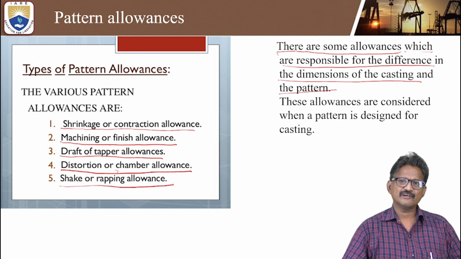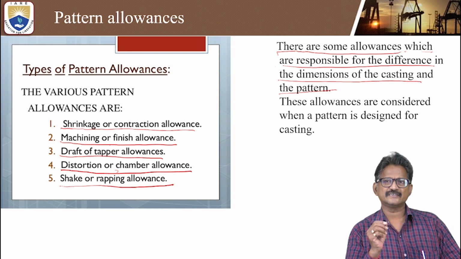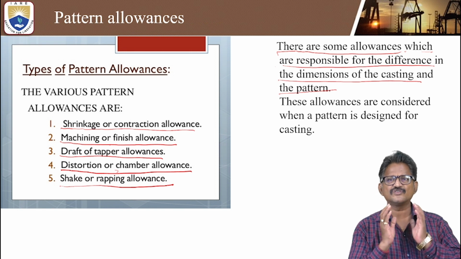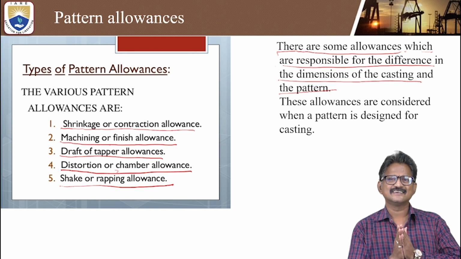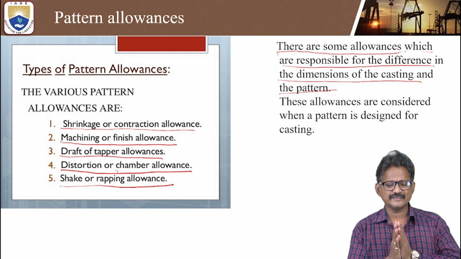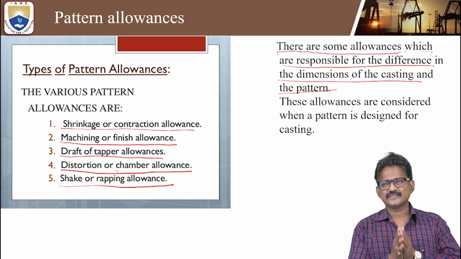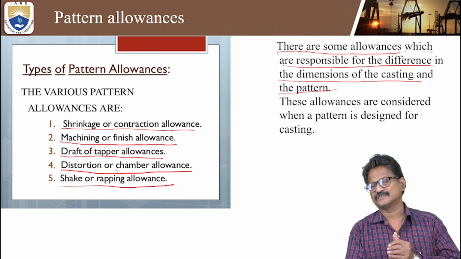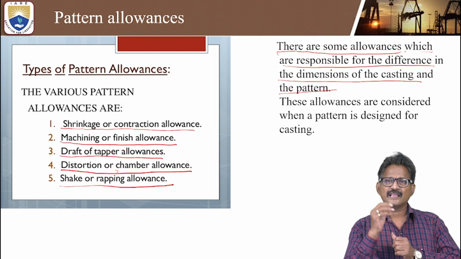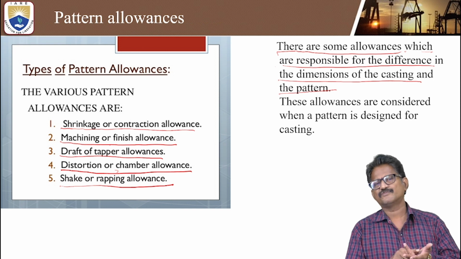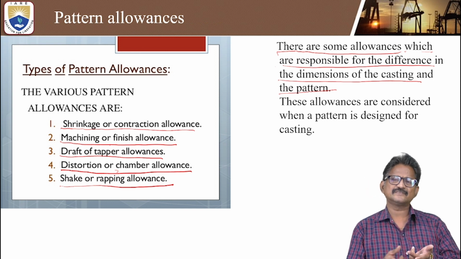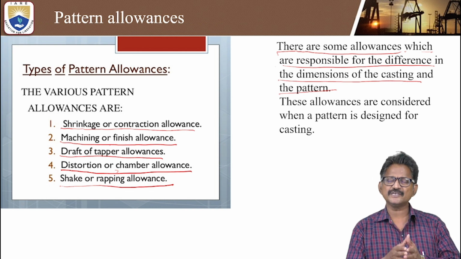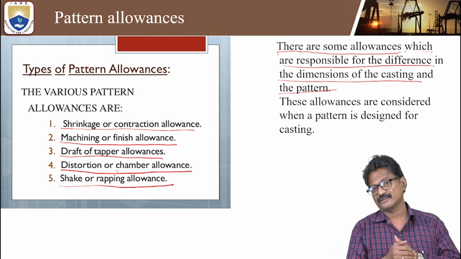Here I would like to share one important idea about why you provide these five different types of allowances. All metals shrink except bismuth. Similarly, whether it is wood, metal, ceramic or plastic, any type of material may shrink when molten metal is poured.